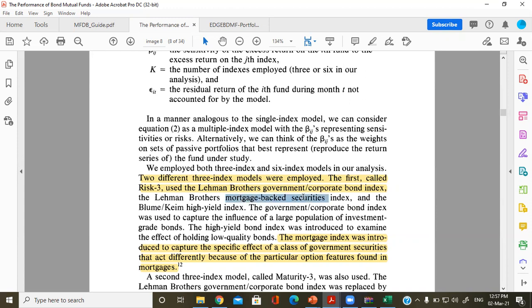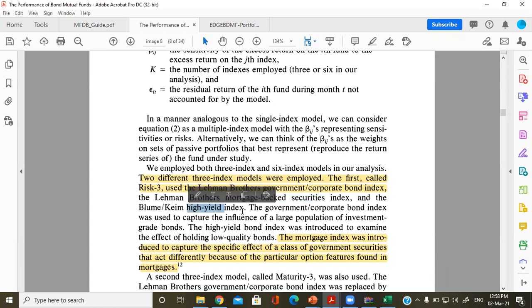Have you come to know about mortgage-backed securities from your financial markets and institutions course? Yes, sir. Okay, so sometimes it has been observed that funds also invest in mortgage-backed securities, of which cash flows are directly dependent on the loan repayment from the mortgage loan. So that's why they have included this, and the Lehman high yield index.